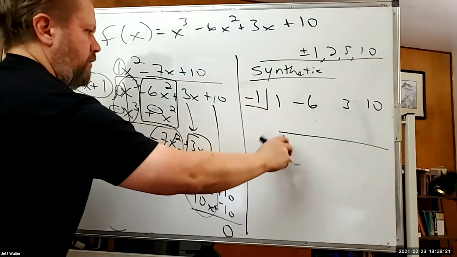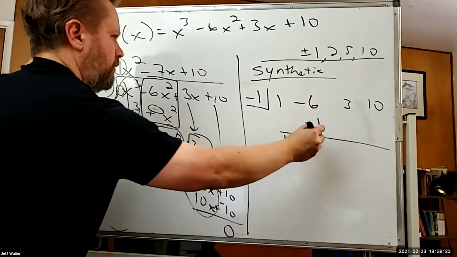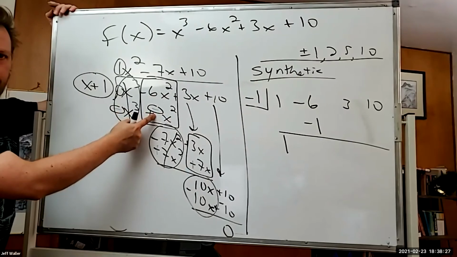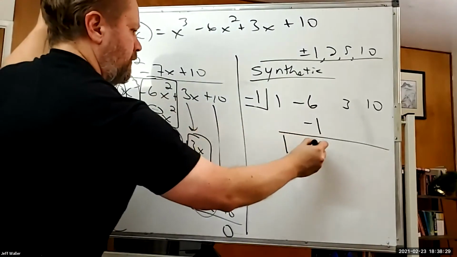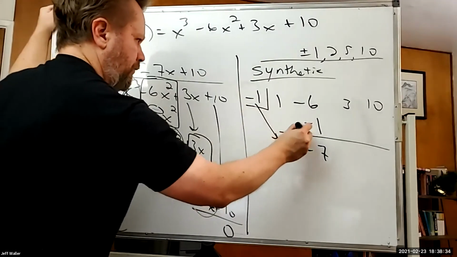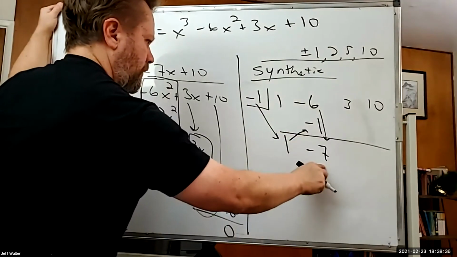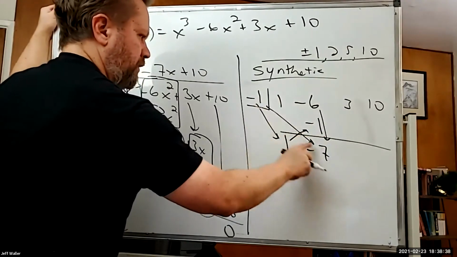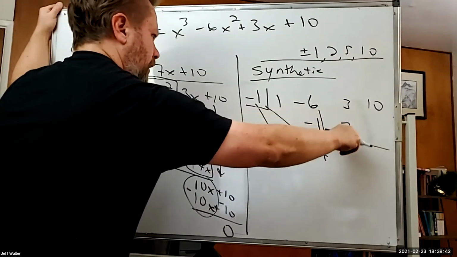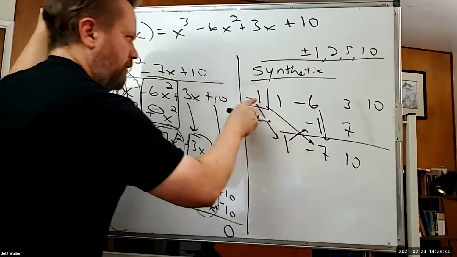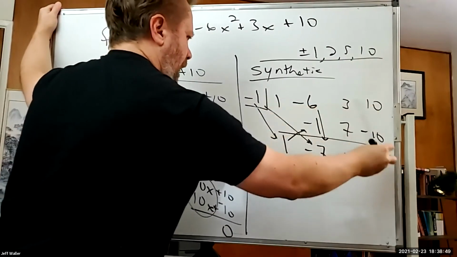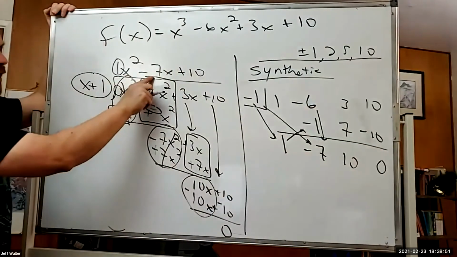-1 times 1 is -1. Now I'm right, you see, -6 and -1. So I'm going to add these, -7, multiply. So I multiply, put the result, add. Multiply, -1 times -7 is 7. Put the result, add. -1 times 10 is -10. So I put the result here, and then I add. You guys see how I got exactly the same?